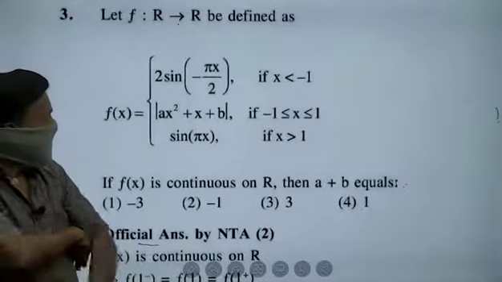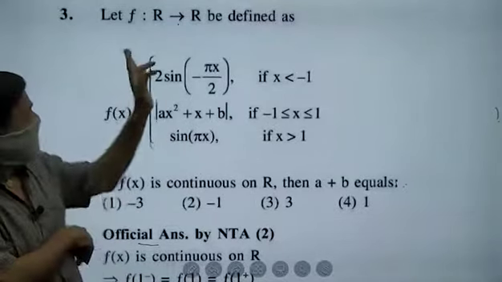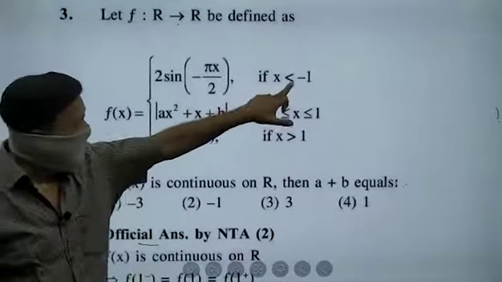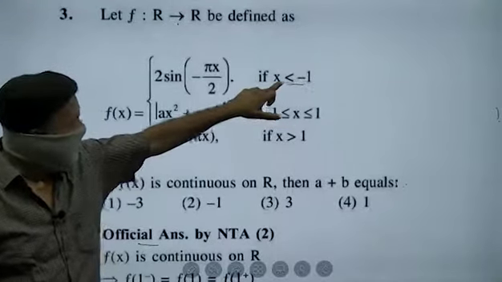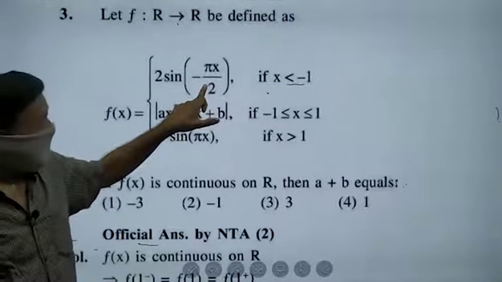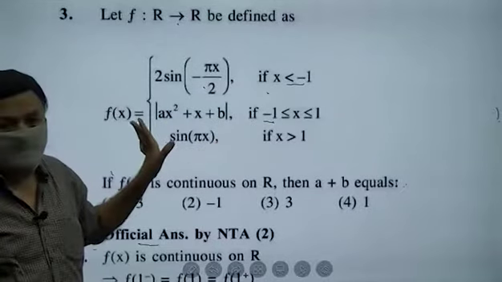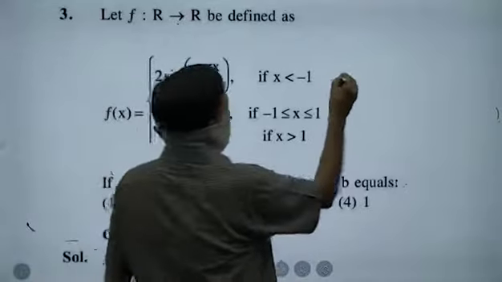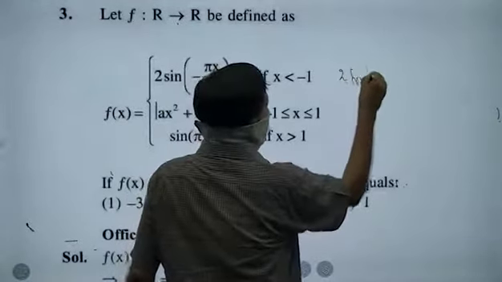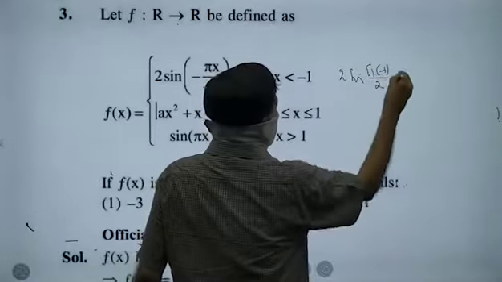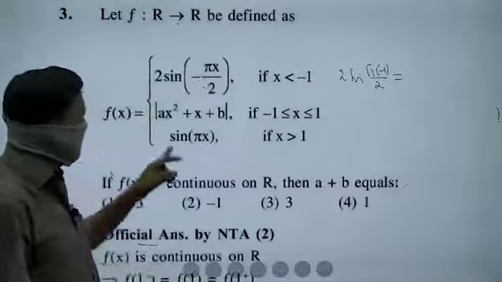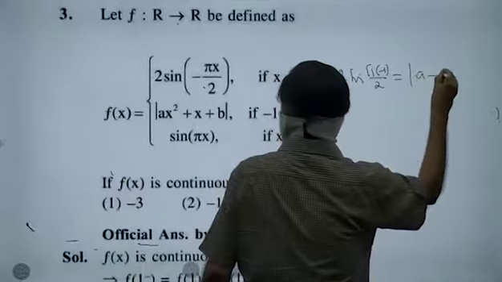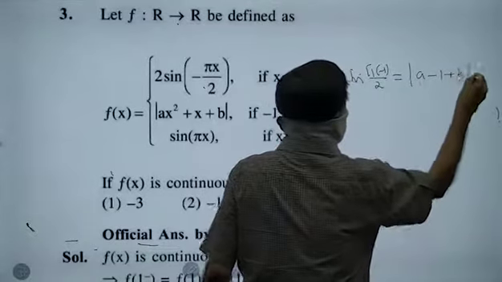Yes, next question is a very simple question. The function is defined like this. It is continuous on R. Means you should verify left hand limit at -1 is equal to right hand limit at -1. So what is left hand limit at -1? You are going to get 2 sin pi into -1/2 is equal to right hand limit, which is mod of a -1 plus b.